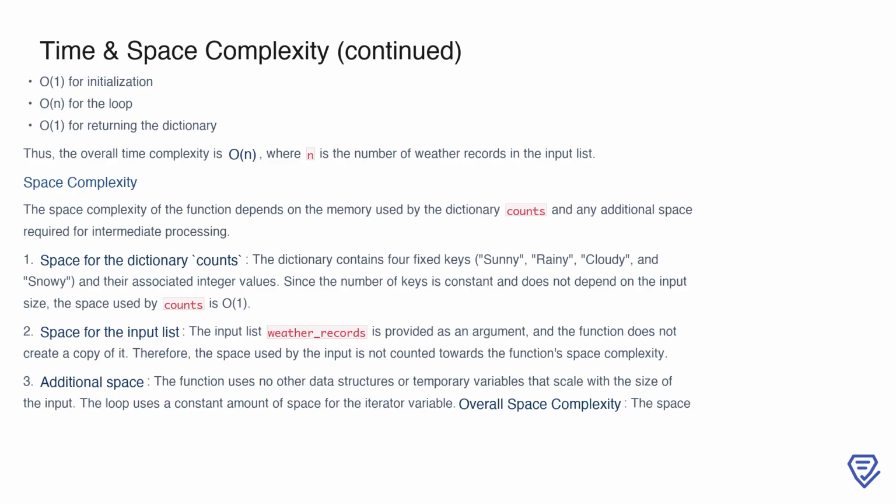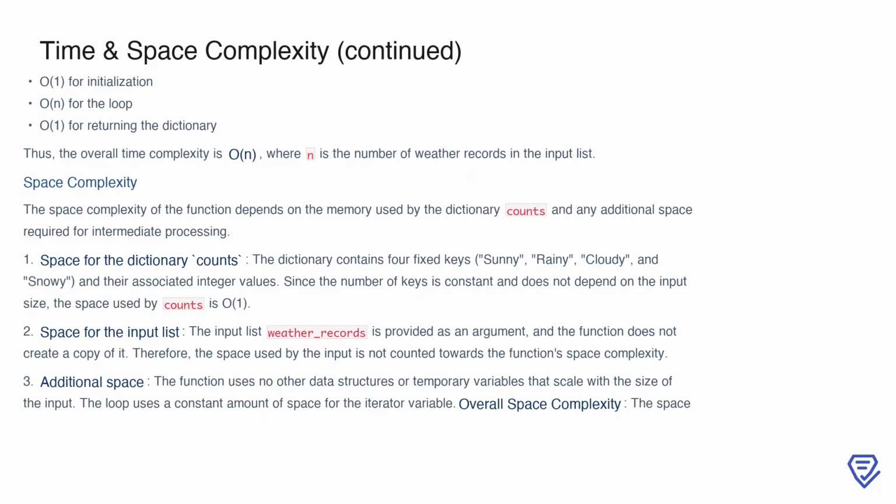Now let's look at space complexity. The space required by the function is primarily determined by the dictionary counts. This dictionary has 4 fixed keys, one for each weather type, and their associated values. Since the number of keys does not depend on the size of the input, the space required for the dictionary is constant, or O(1).